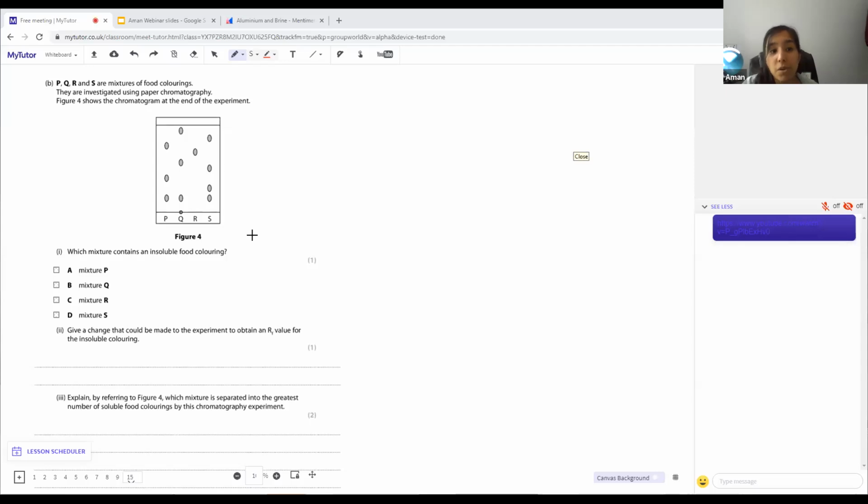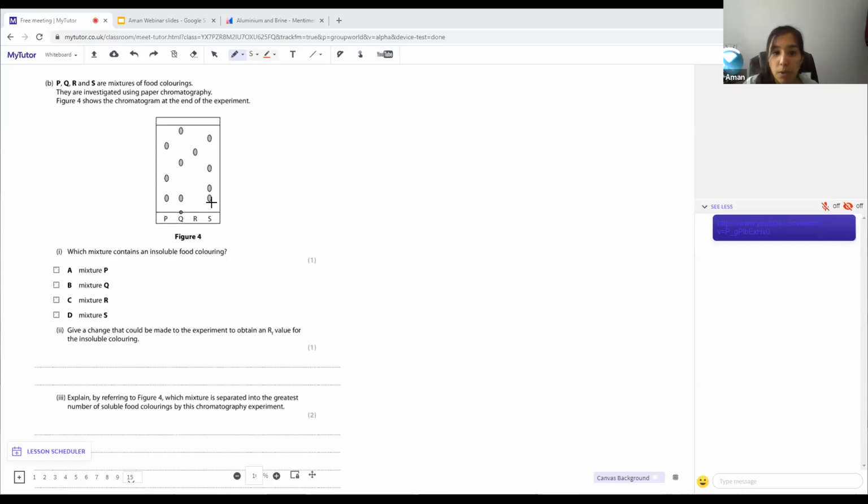Excellent. So P, Q, and S are impure, but one of them is pure, and that's R. That's because R only has one blot. And so that means that its food coloring is only made of one element or one compound, whereas P, Q, and S are made of multiple.